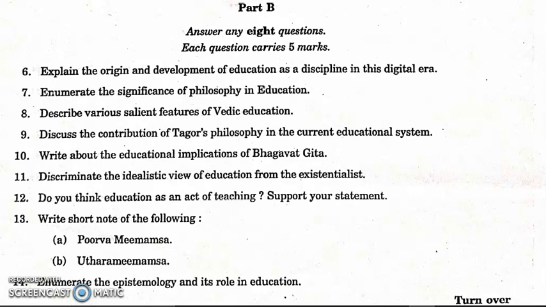So the five aspects of education such as aims, method of teaching, discipline, freedom. So you can compare or discriminate these schools together in such a way. Then what about education as an act of teaching? You have to supplement with some examples if you have any.